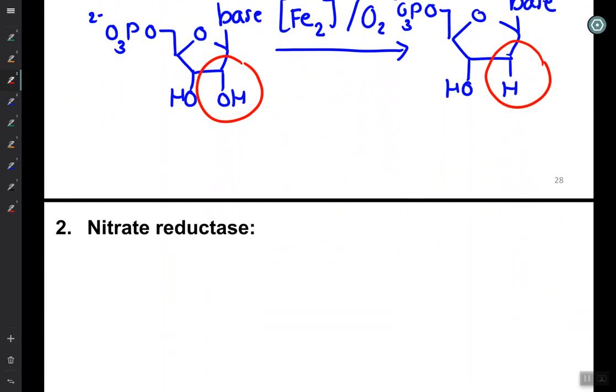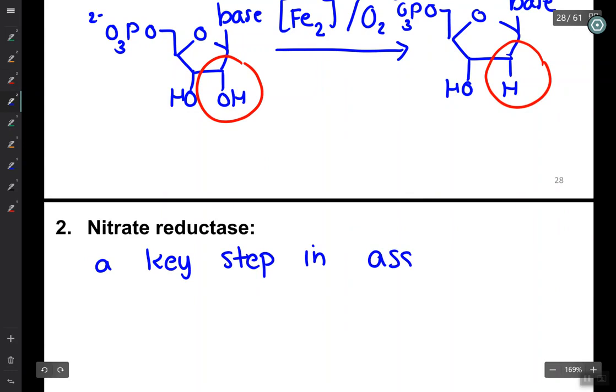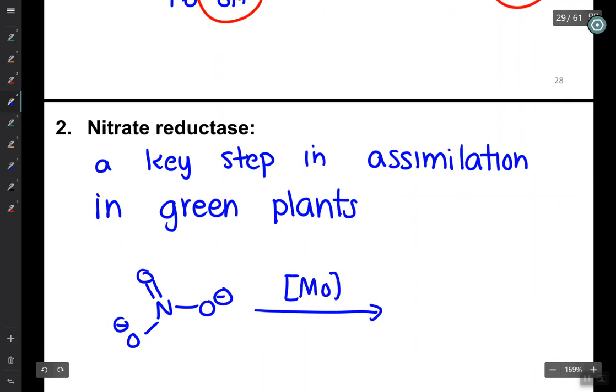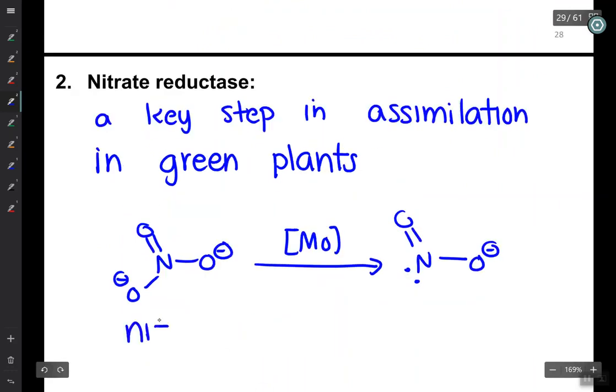Nitrate reductase catalyzes a key step in nitrate assimilation in green plants. So nitrate's Lewis structure is like this. It's got 3 oxygen atoms. It uses another molybdenum cofactor, so now it has 4 sulfur ligands, and it removes one of the oxygen atoms so that we convert this nitrate to nitrite.